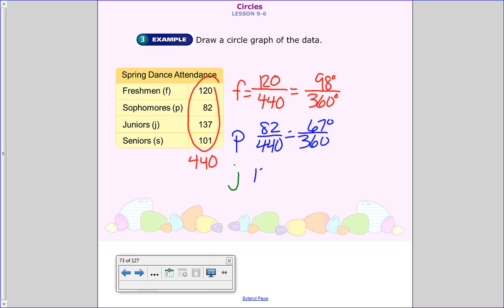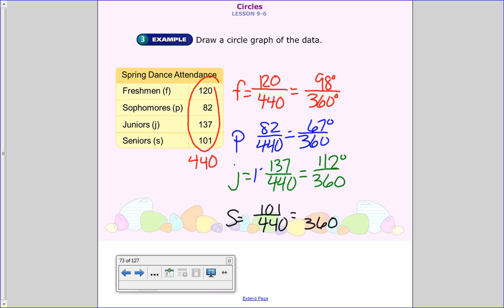Then I have the juniors, which is 137 out of 440, and it's 112 degrees. And then the final one, the seniors, are 101. So first thing, really important, make sure you have your measurements correct. Otherwise, when you go ahead and do your circle graph, your data is going to be wrong, and that makes it a lot more difficult to answer these. So seniors ended up being 82 and 6/10, but I rounded that one up to 83 degrees.